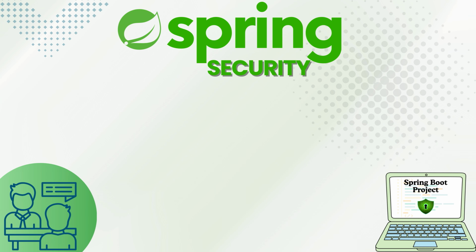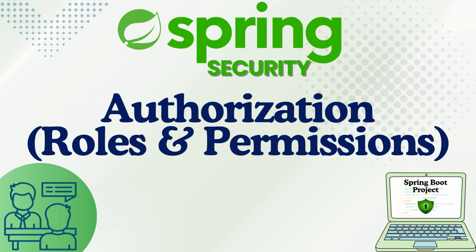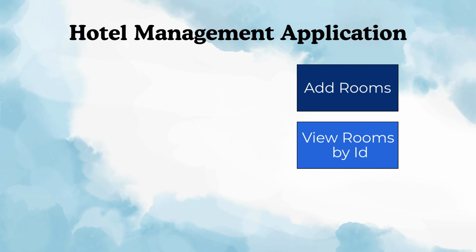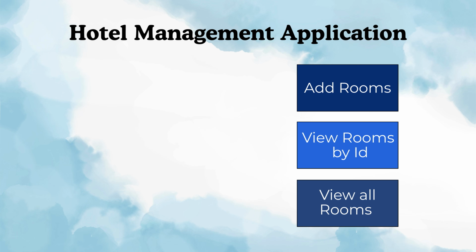This video is part of my Spring Security series, and in this video, I'm going to discuss how authorization takes place in Spring Security. Imagine you're building a hotel management application and it has multiple functionalities. You can add a room, you could view some room, or you could view all the rooms.